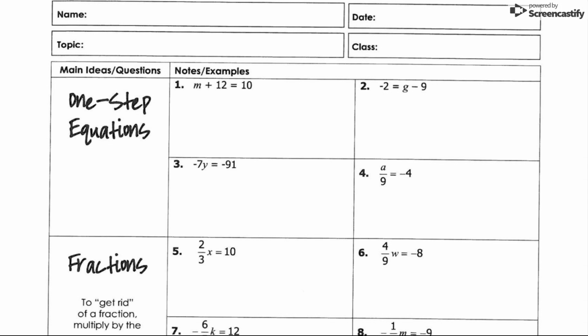We're just going to start solving equations by solving one-step equations. One-step equations mean you're just getting the variable alone and you only have to do one thing. So first thing you have to remember is opposite operations. Addition and subtraction go together, and then multiplication and division go together.